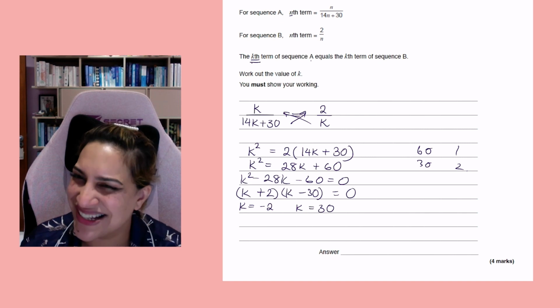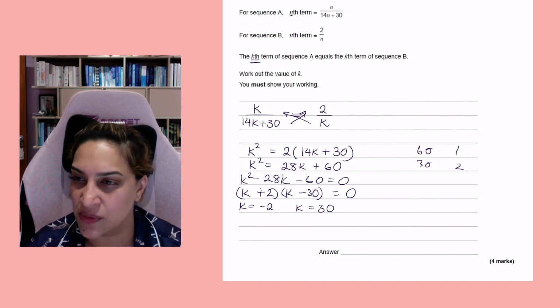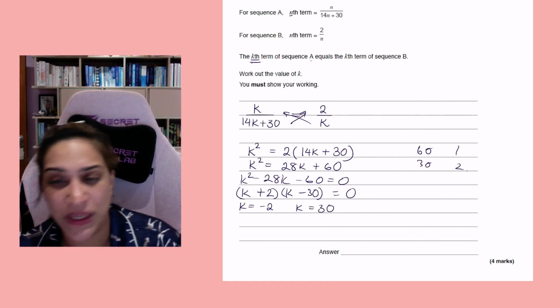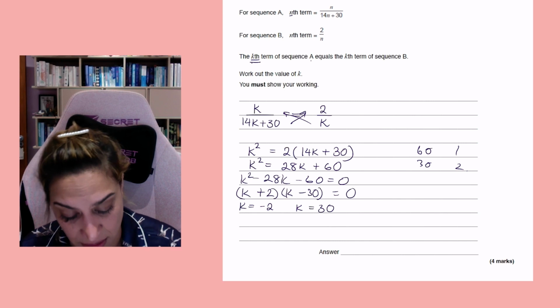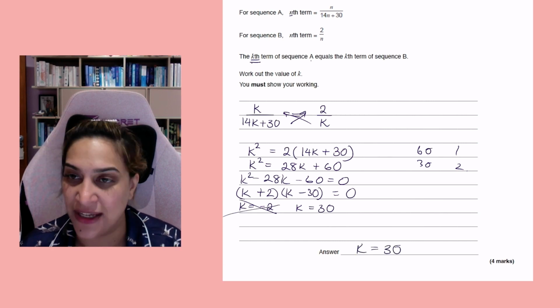Which one of those doesn't make sense? Can we have a minus term of a sequence? We can't, can we? So we've got the first term, then the second term, and the third term. We can never ever have a minus term. So we're going to cross that out, and we've got k equals 30.